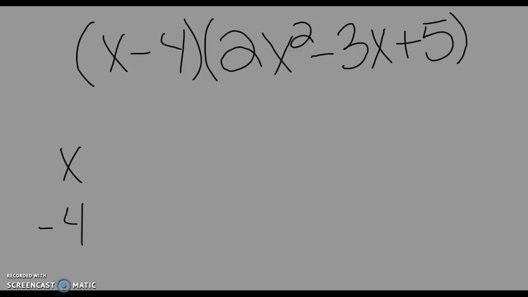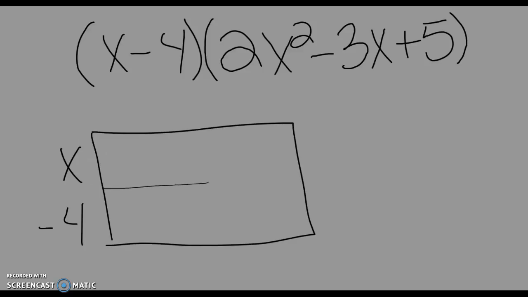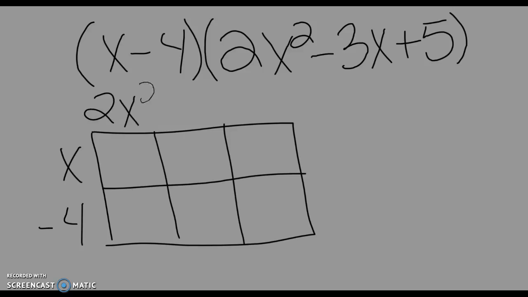Doesn't mean you have to. If you want to just make sure you distribute, you start with the x in the first binomial and you multiply by all 3 things in the trinomial. Then you do the negative 4 times all 3 things in the trinomial. I'm going to do a box, meaning I'm going to make 2 rows and 3 columns. Make sure you bring those negatives down if there are any negatives, and then you multiply.